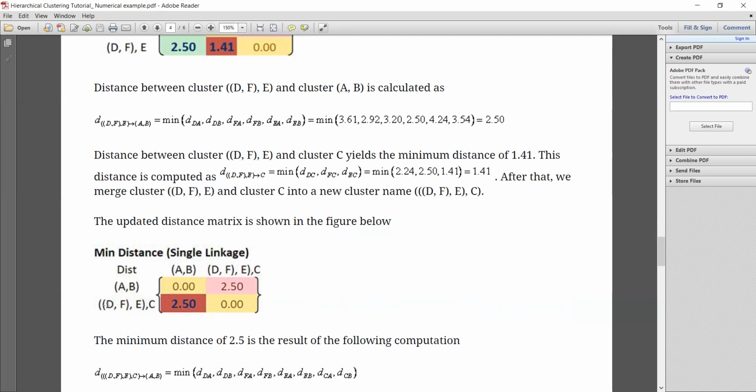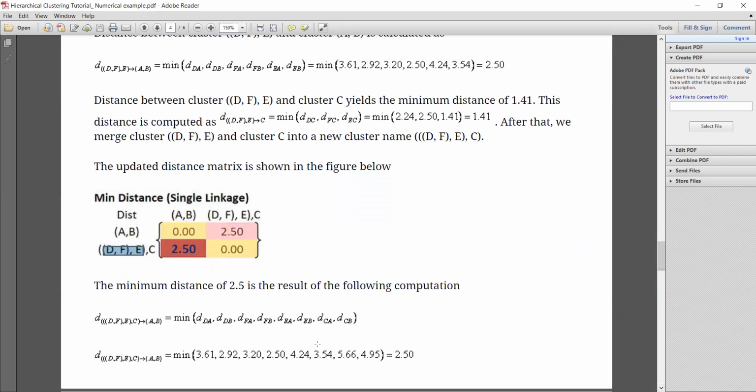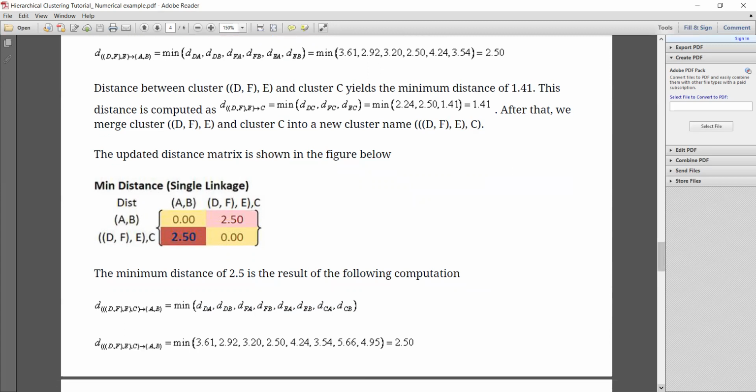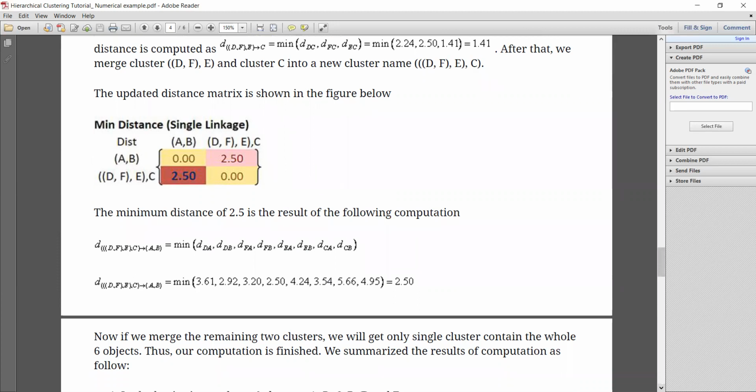Now we have obtained this new cluster D, F, E, and C. So calculate the distance between this cluster and AB here. If you apply the same procedure of the single linkage method, right? Take the minimum distance of all these pairs of distances, right? So you will get 2.5 here. This minimum distance is 2.5, and that is nothing but the distance between my cluster D, F, E, C and the AB cluster, right? So this 2.5 is the single distance available now in the matrix.